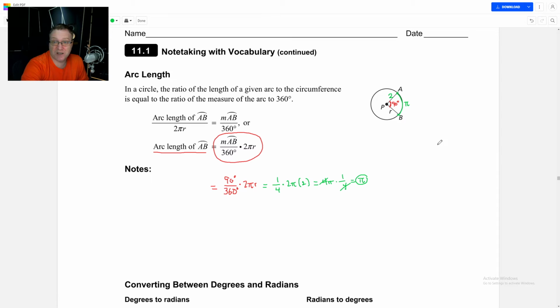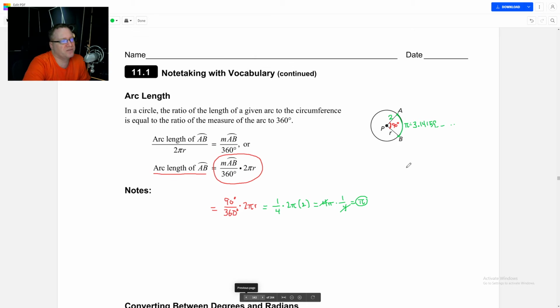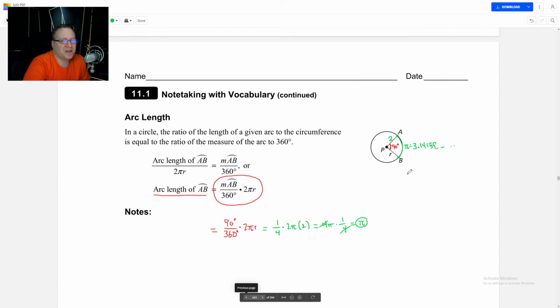And remember, pi is just a number. Don't go, oh, pi is something strange. Remember, pi is just 3.14159, blah, blah, blah. This distance here is just 3.14159. It's just a number. You can have number 2, number 4, number 3.5, number 76, and you can have the number pi. It's the same thing.